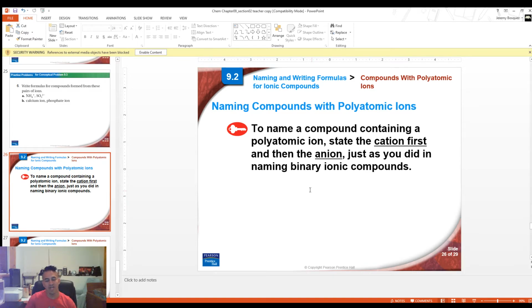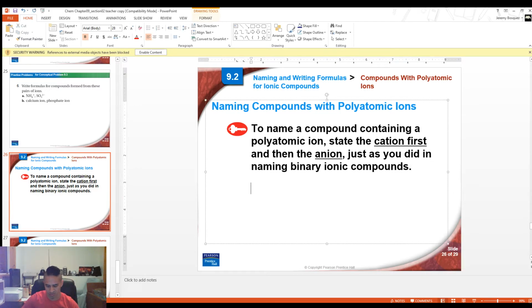Lastly here, naming compounds of polyatomic ions, basically just like naming any other compound. You state the cation first, the anion second. In this case, the anion is going to be a polyatomic ion, most likely, because most of them are negative. The cation could be a polyatomic ion, though, because there is one polyatomic ion that is positive. That's ammonium. But you're still naming cation first, anion second, just like you did in the other ones, okay?